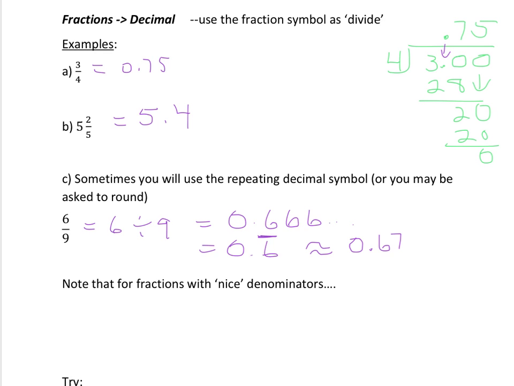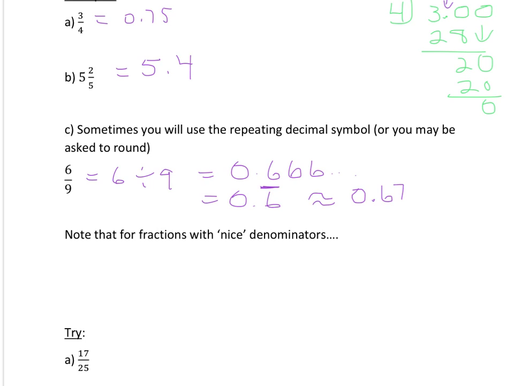Now, one thing to notice about fractions that have nice denominators, like our first 2 fractions here in question A and B, those are actually quite easy to convert to fractions with 10 or 100 as our denominators. So for instance, 3/4, I can't get 10 as my denominator, but if I multiply by 25, I get 100 as my denominator. So I would get 75/100ths, which by definition is 0.75.